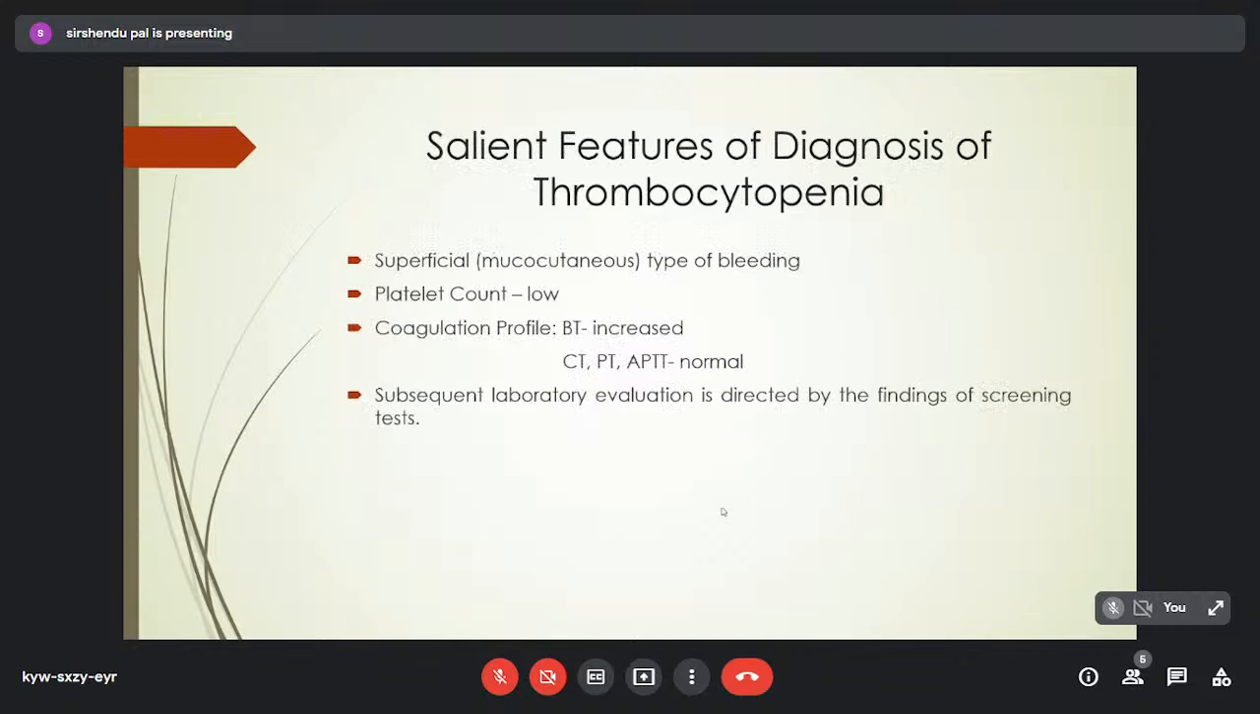So the salient features of diagnosis of thrombocytopenia are, first, the type of bleeding is superficial, the platelet count is low, which is confirmed by the low platelet count in the peripheral blood smear. Coagulation profile: the bleeding time is increased, the clotting time, the prothrombin time and APTT are generally normal, and the subsequent laboratory evaluation is directed by the findings of the screening tests.